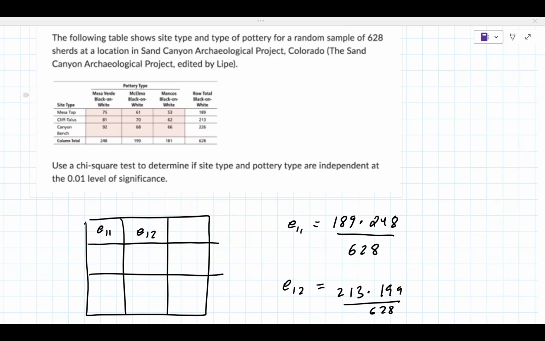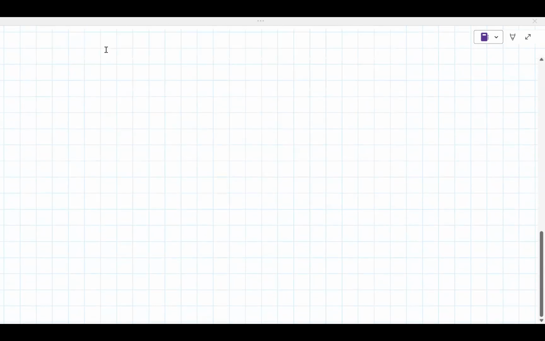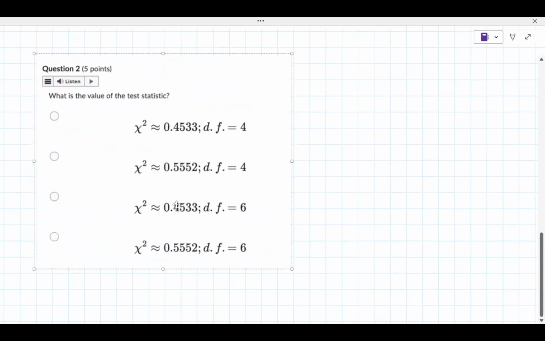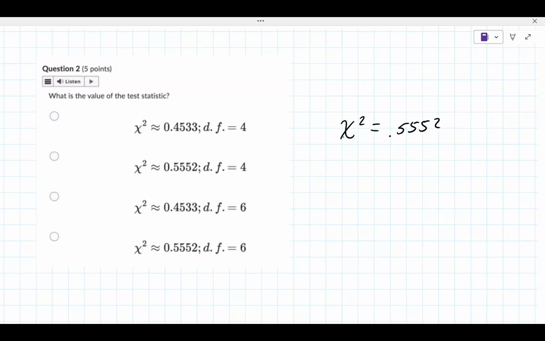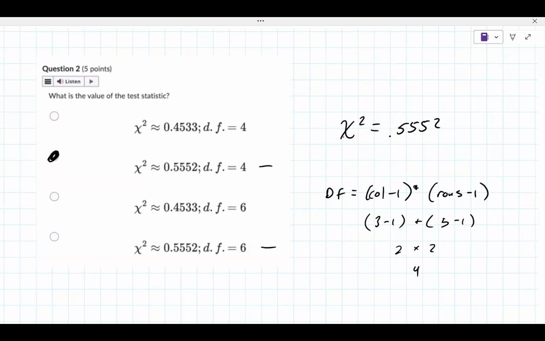All right, so that one didn't work. That's the one I want. So what I'm doing here is using a calculator to find the chi-squared statistic. I just need to enter these values in. Here we go: 75, 61, 53. The calculated chi-squared is 0.5552. Then the degrees of freedom calculation is the number of columns minus 1 times the number of rows minus 1. If you go back and look at your table, you have 3 columns and 3 rows. 2 times 2 is 4. So this is the best choice there.